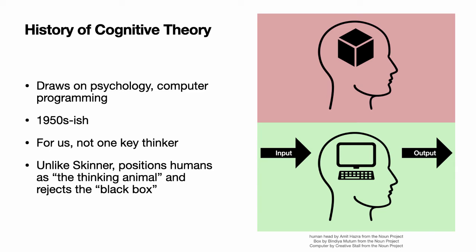Since we can't see inside the mind, we're going to focus on behaviors. Well, cognitive theory and cognitive architecture think about this a little bit differently. It positions humans as the thinking animal. It rejects this black box idea. So we still have an input and output, but we're saying, okay, we may not be able to see inside the mind, but we can actually build models for what we think is going on.